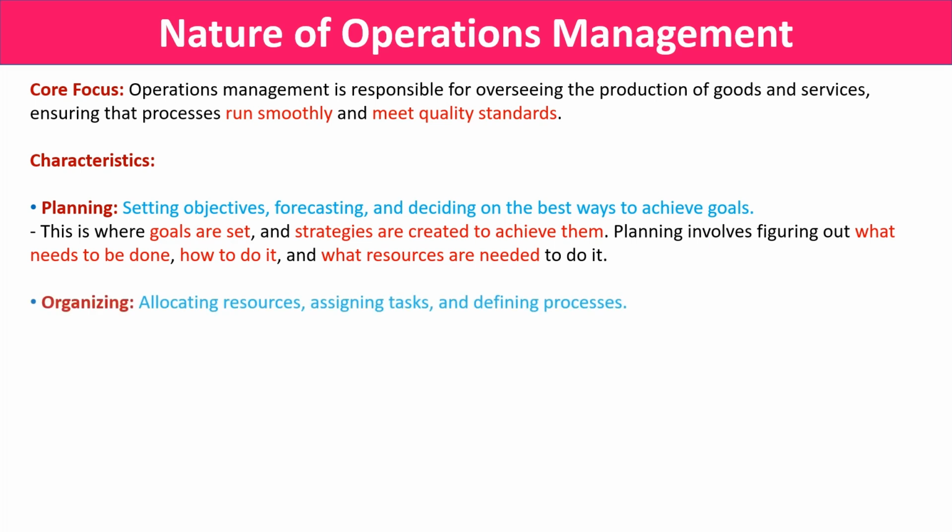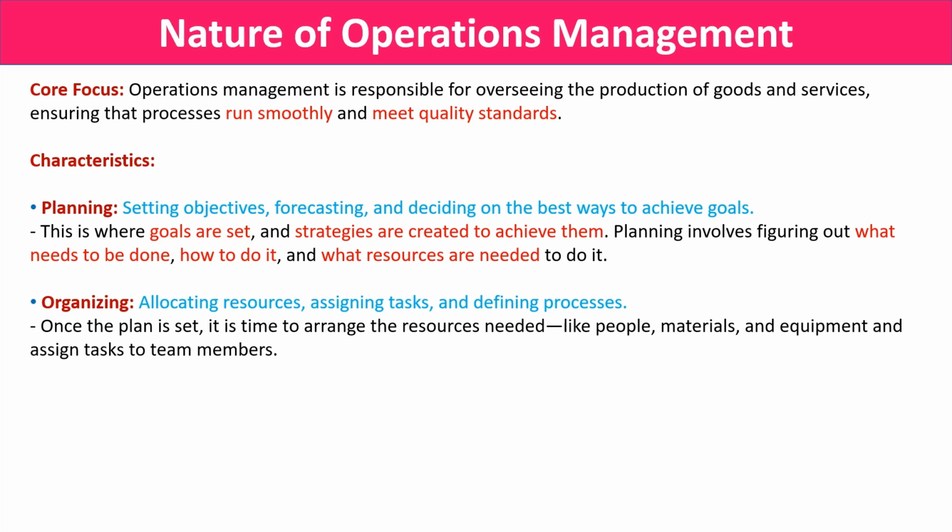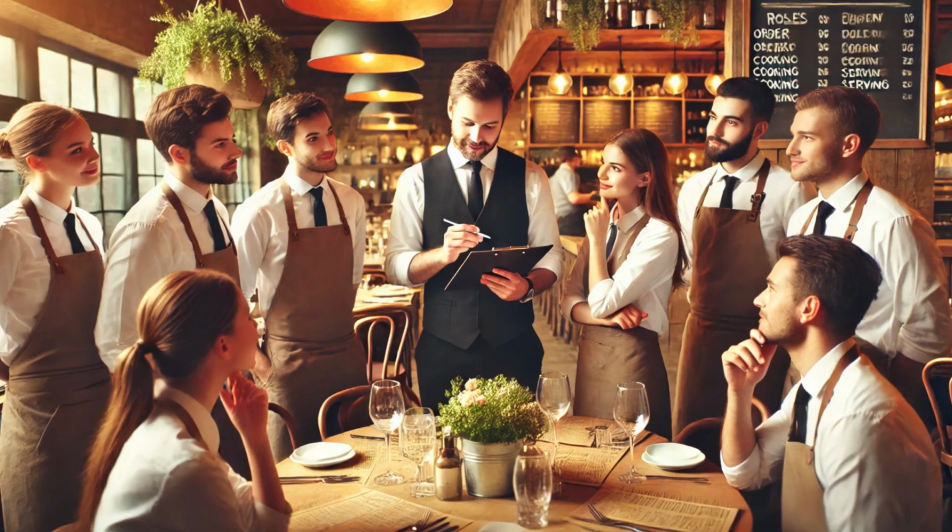Number 2. Organizing. It means allocating resources, assigning tasks, and defining processes. Once the plan is set, it is time to arrange the resources needed, like people, materials, and equipments, and assign tasks to them. For example, the restaurant manager now assigns specific roles to each staff member, such as who will take orders, who will cook, who will serve, to ensure efficient workflow during the service.